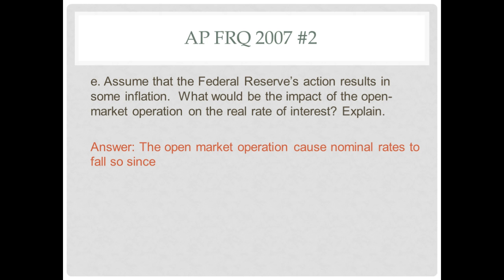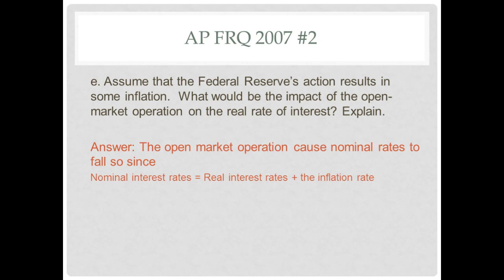First, the open market operation causes nominal rates to fall. That's the first thing we should remember. We already noted that in Part D. But nominal interest rates are falling. Now, this is the formula that we would normally use to calculate nominal interest rates. Nominal interest rates are equal to the real interest rate plus the inflation rate.